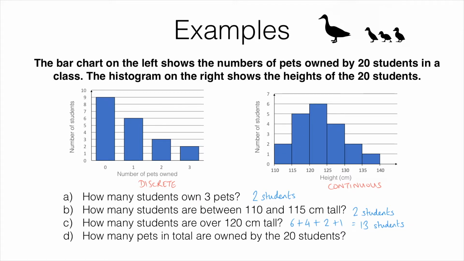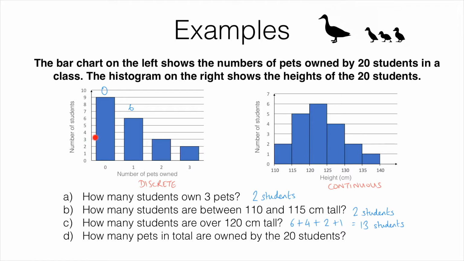The last part of the question is tricky. How many pets in total are owned by the 20 students? Let's have a look at this graph. We have 9 students who own 0 pets, so in total those students own 0 pets. Next, we've got 6 students who own 1 pet each. So in total, those 6 students own 6 times 1, which is 6 pets.